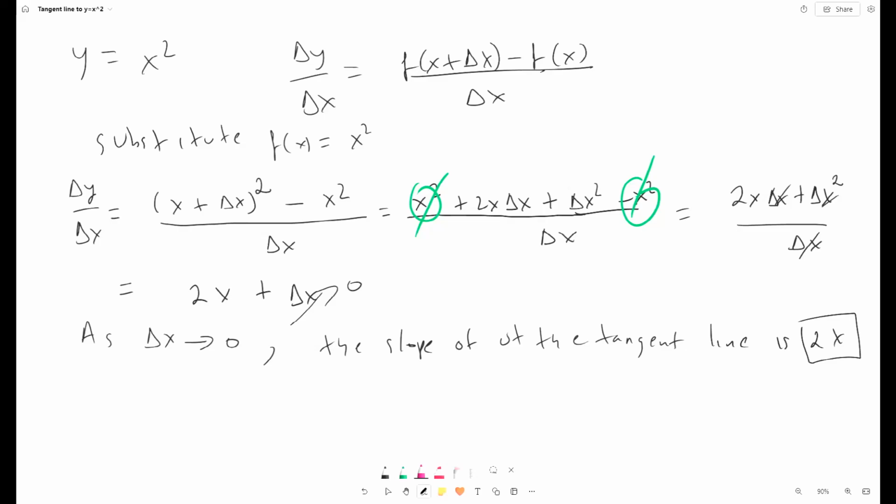Now let me give you one example. Let's say you have the point (1, 1) on y equals x squared. That means that the slope m is equal to 2 times 1, that's 2.